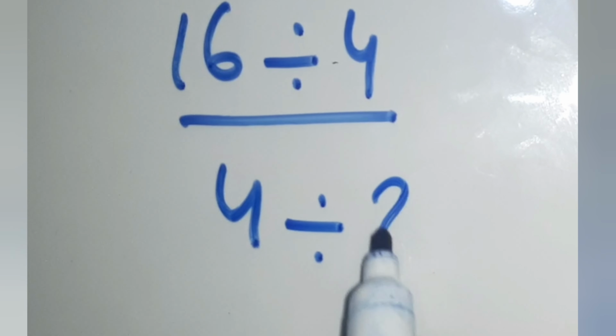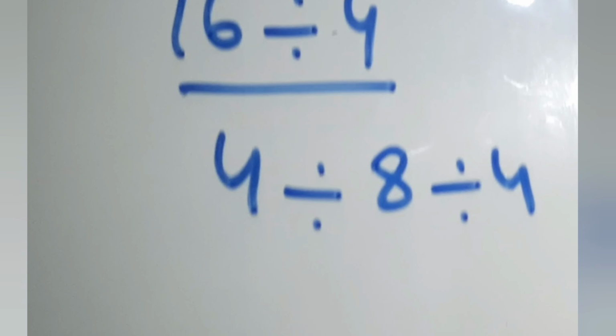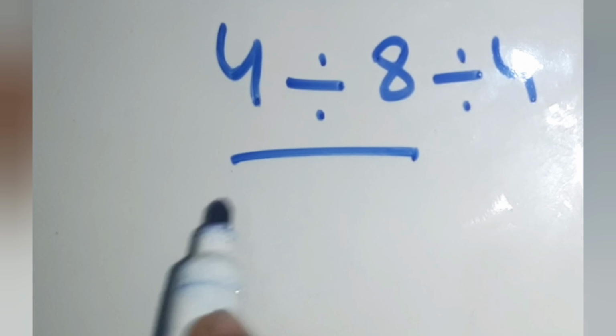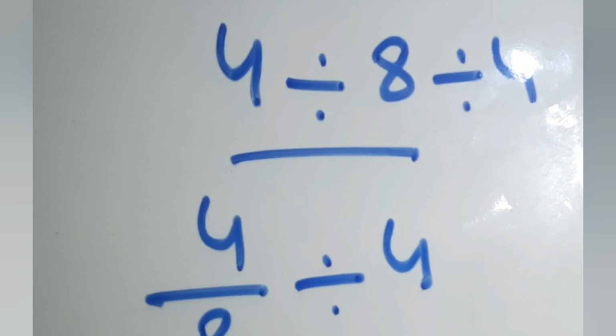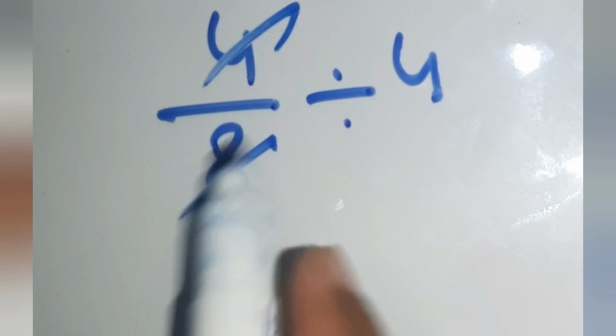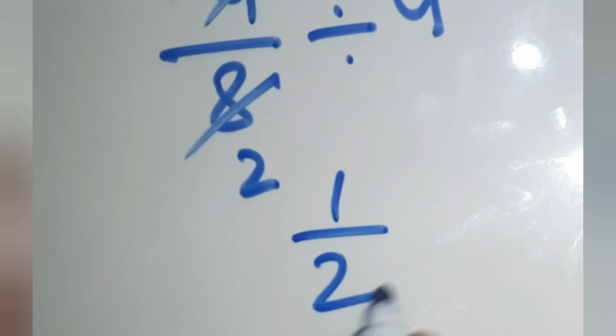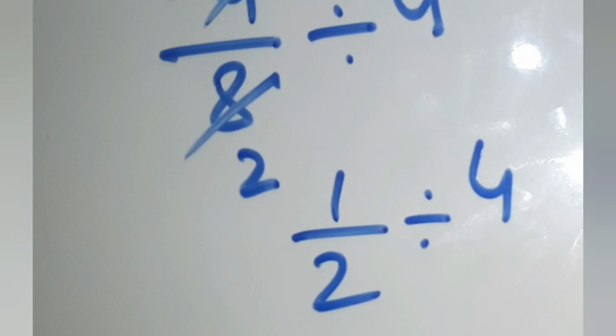Then divide 8 divided by 4. Here, 4 upon 8, divided by 4. Now 4 cancels to 8 as 1 and 2. So 1 upon 2 divided by 4.